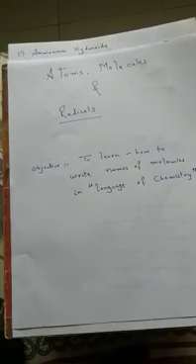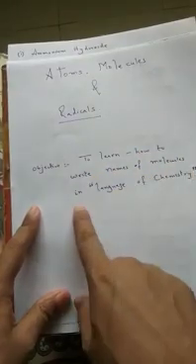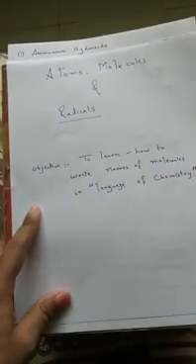Good morning, children. Atoms, molecules, and radicals was the chapter which we were studying before vacation. This is from where we will continue. Our objective of this session would be to learn how to write names of molecules in the language of chemistry.